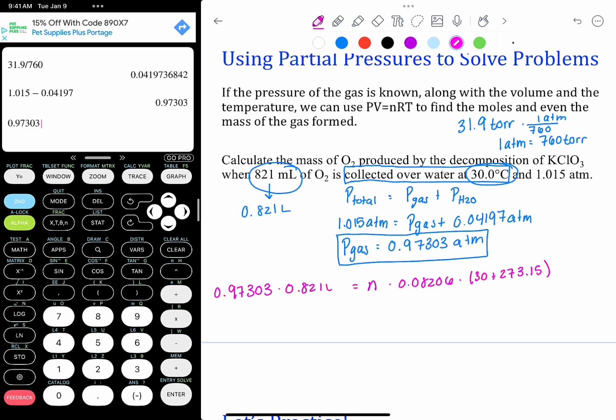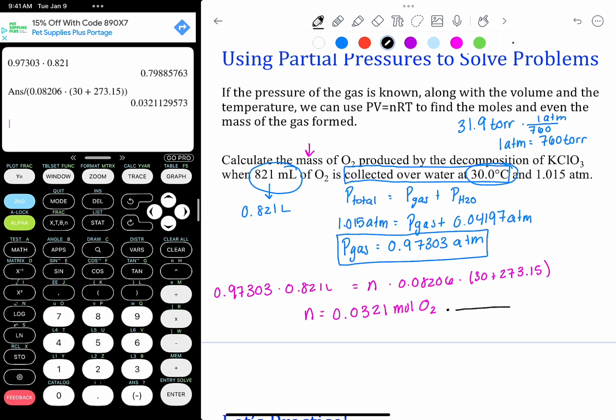So we solve for n by doing 0.97303 times 0.821, and we divide that by R and the temperature. So we get an n value of 0.0321 moles of O2.